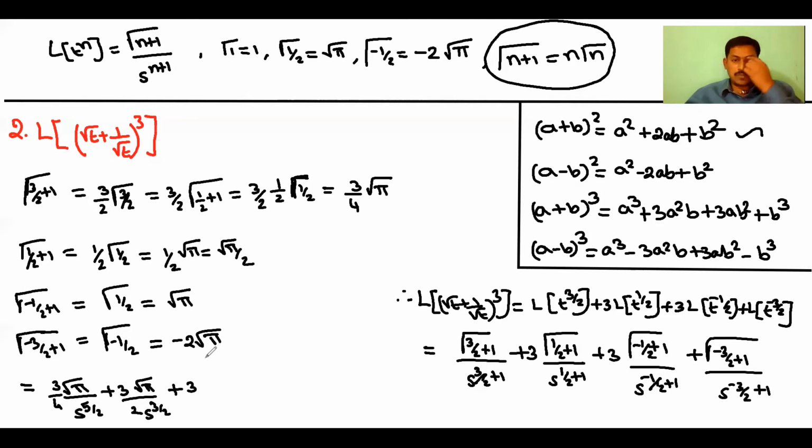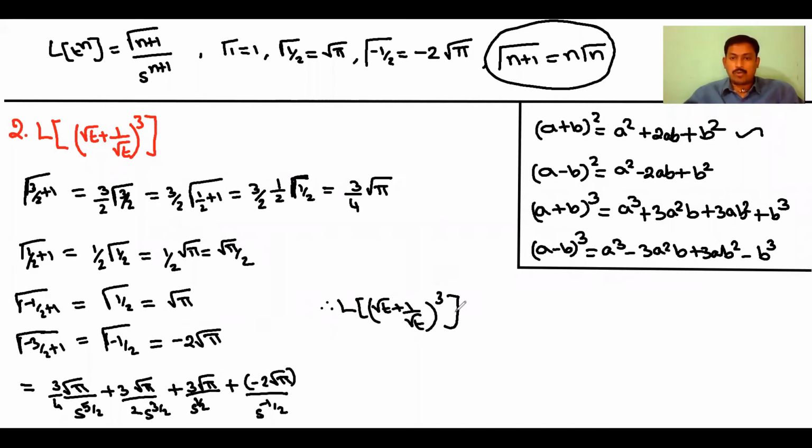gamma of minus 1/2 plus 1 can be written as root pi. The denominator is s power 1/2. Plus gamma of minus 3/2 plus 1 can be written as minus 2 root pi divided by s power minus 3/2 plus 1 is minus 1/2. Therefore, L of root t plus 1 by root t the whole cube can be written as 3 into root pi by 4 into s power 5/2, plus 3 root pi divided by 2 into s power 3/2.